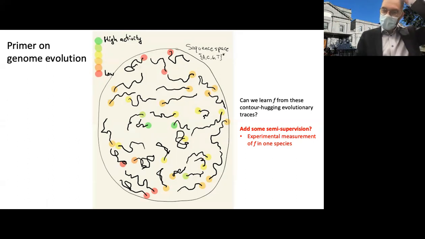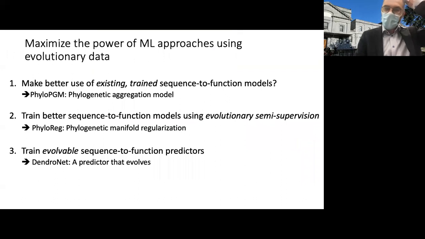Now, it's getting a little bit late, so I will jump to just one example of doing this. Okay, I'll take 1 minute to give you a big picture, and then I'll dive into one specific example. So there are different ways in which we can exploit evolutionary information to improve the accuracy with which we can predict function.